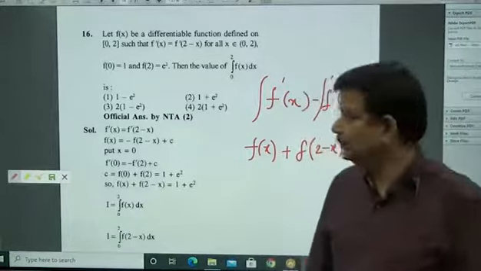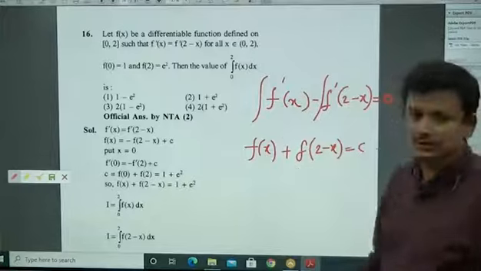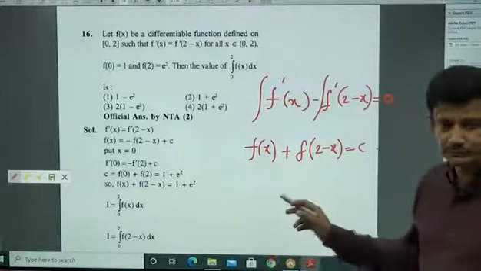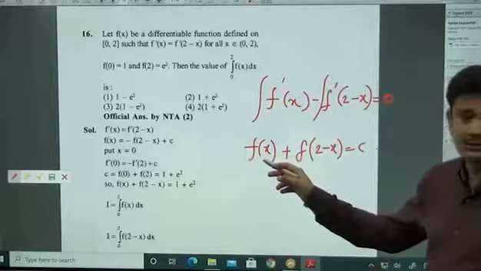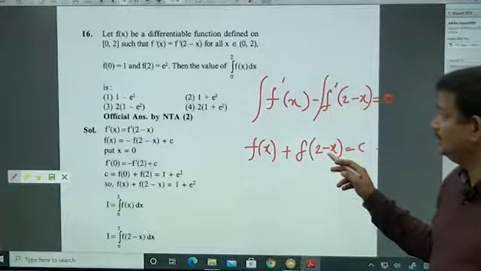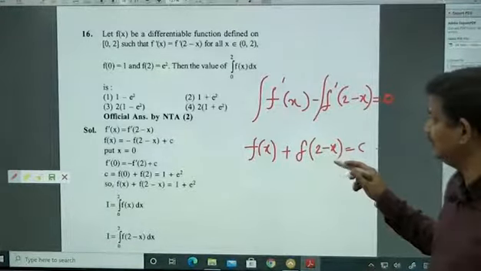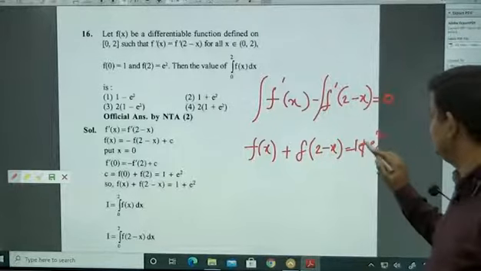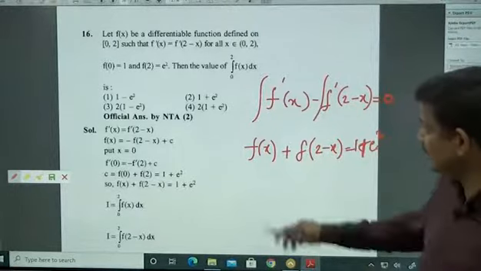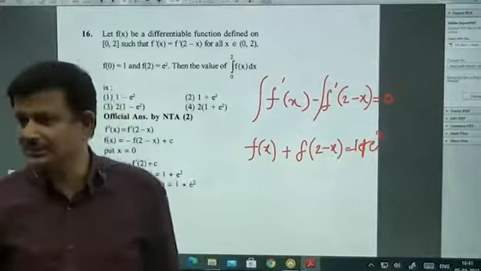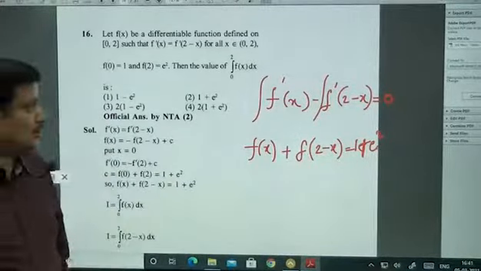Okay. So put x is equal to 0. If you put x is equal to 0, what will you get? F of 0 is 1. F of 2 is e square. So c is 1 plus e square. He is asking you to evaluate integral 0 to 2 f of x dx. Can you recollect something? Call this integral I.